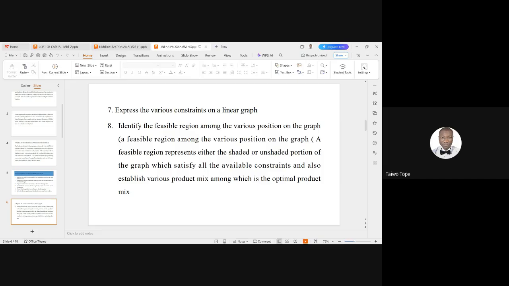Yes, every diet, you always see students coming to ask, but I'm plotting the graph, I'm not getting the visible region. I can't identify the visible region. So one of the objectives of this class is to make sure that every one of us can identify the visible region and be able to solve linear programming questions with ease, without much headache.